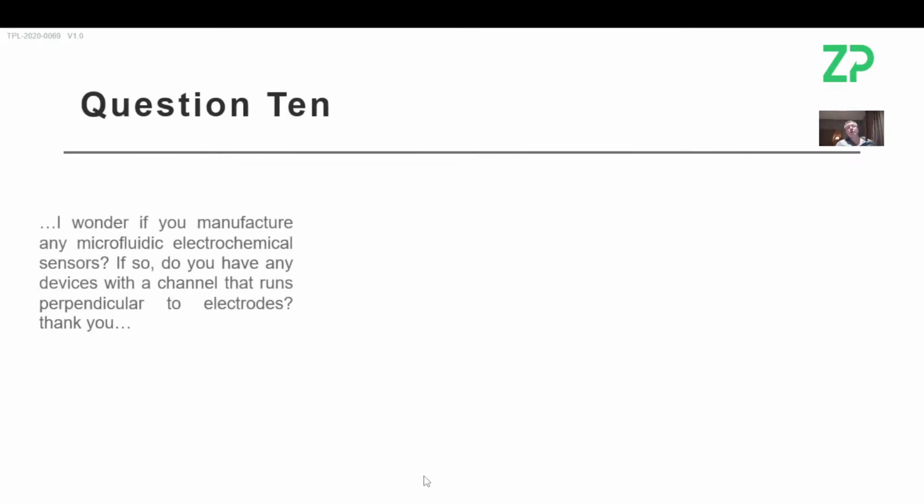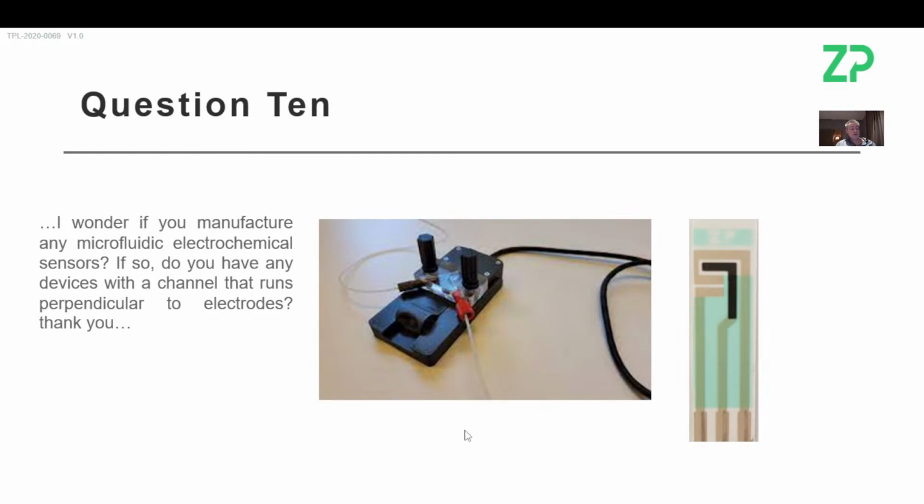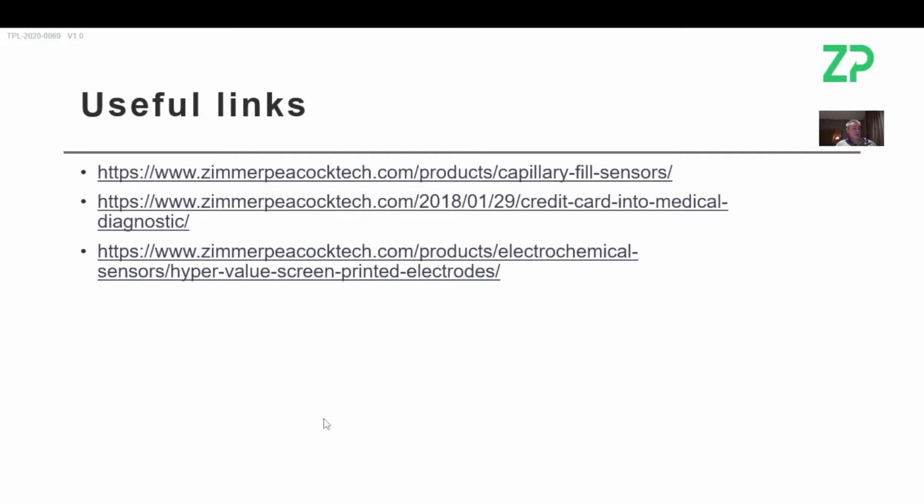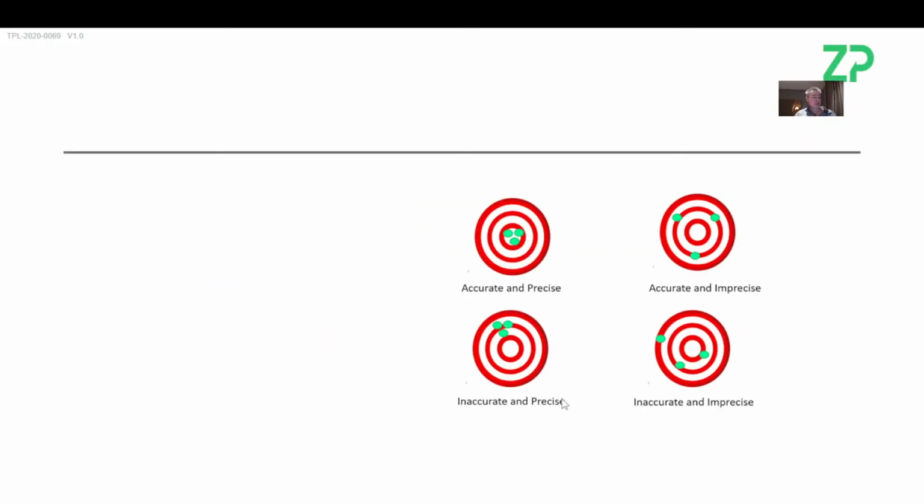Can we manufacture electrodes in a channel where the electrodes are perpendicular to the flow? And the answer is, in one of our standard flow cells we have an in and we have an out, and the flow is perpendicular to the electrode. So the quick answer is yes, we can do that. Here's a couple of useful links. And here's also a couple more useful links showing you that having electrodes perpendicular to flow is something that we do quite routinely. Question number 11, measuring capsaicin.